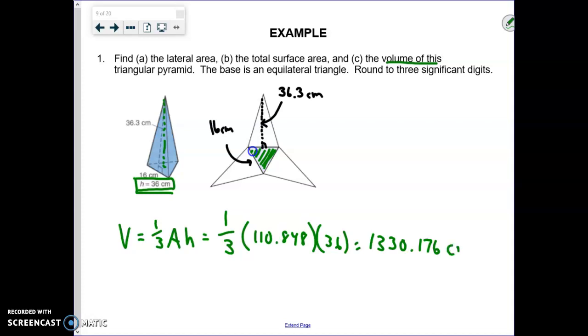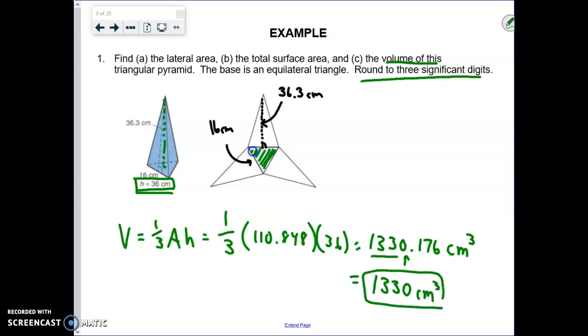Again, now that it's volume, it's cubic centimeters. But again, we have to round to 3 significant digits. So if we do that, these are your 3 significant digits, and that's your placeholder right there. So this would actually be 1,330 centimeters cubed. And we've just found the lateral area, total surface area, and volume for this triangular pyramid.